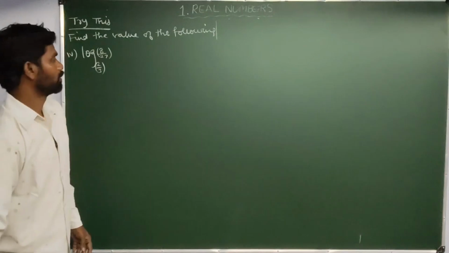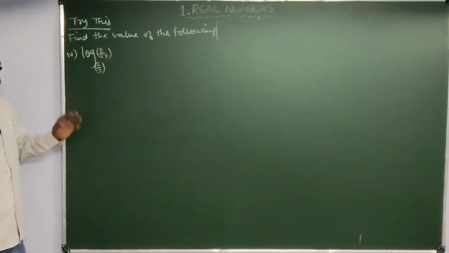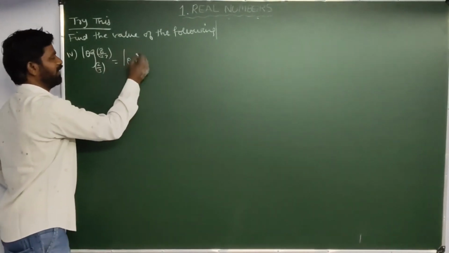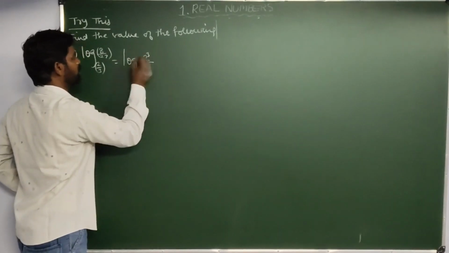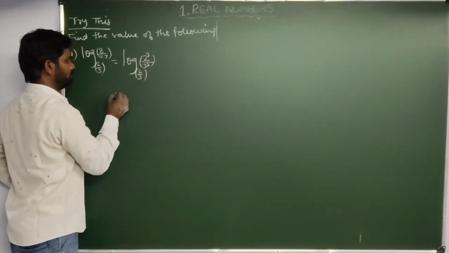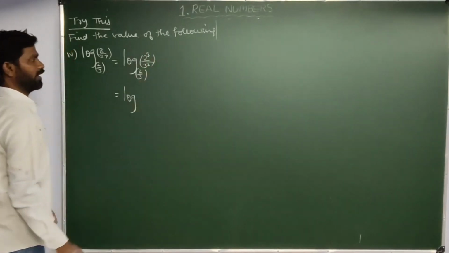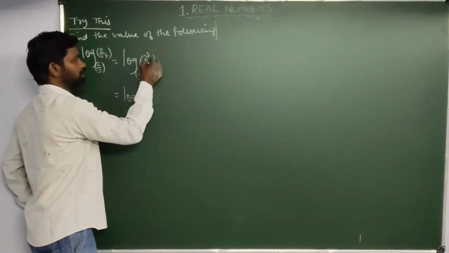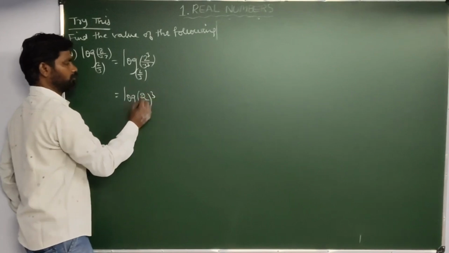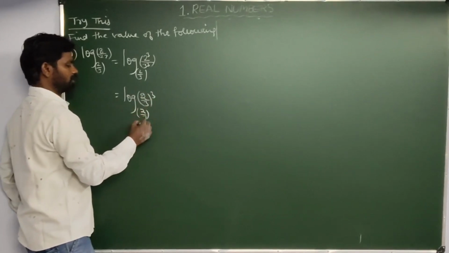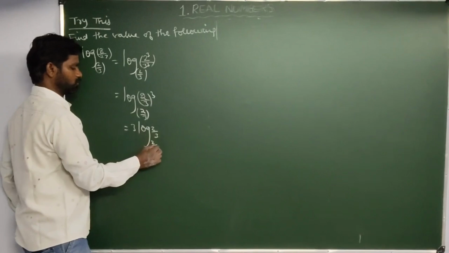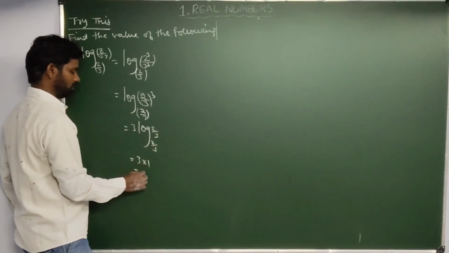That is our answer. Next, fourth question, log 8 by 27 base 2 by 3. So we can write that as log 8, and we can write 8 as 2 cube and 27 as 3 cube, with base 2 by 3. That is equal to, so we may write 2 by 3 as the power of both numerator and denominator is the same. So we may write this as 2 by 3 whole cube, and the base is 2 by 3. By using the power rule, we can write 3 log 2 by 3 base 2 by 3. So that is equal to 3 into 1, and that is 3.